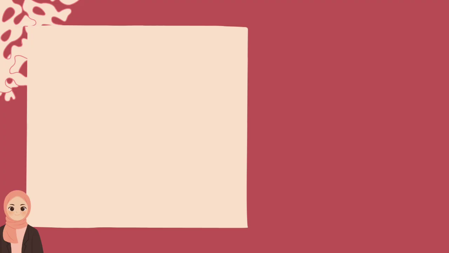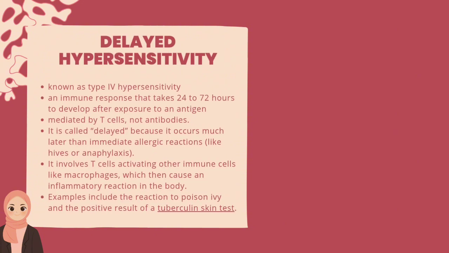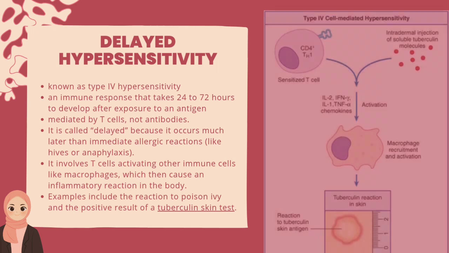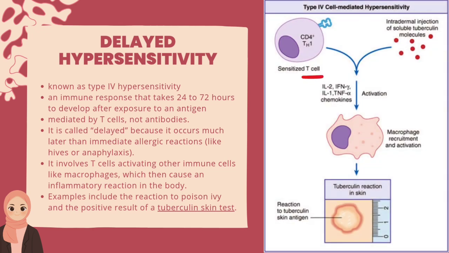What is delayed hypersensitivity? Delayed hypersensitivity is known as type 4 hypersensitivity. It is an immune response that takes 24 to 72 hours to develop after exposure to an antigen, mediated by T cells, not antibodies. It is called delayed because it occurs much later than immediate allergic reactions like hives or anaphylaxis. It involves T cells activating other immune cells like macrophages, which then cause an inflammatory reaction in the body. Examples include the reaction to poison ivy and the positive result of the tuberculin skin test.